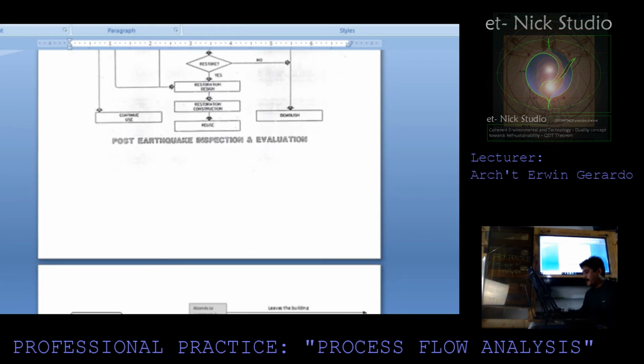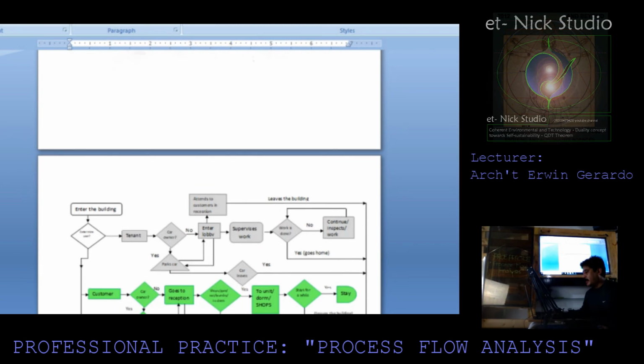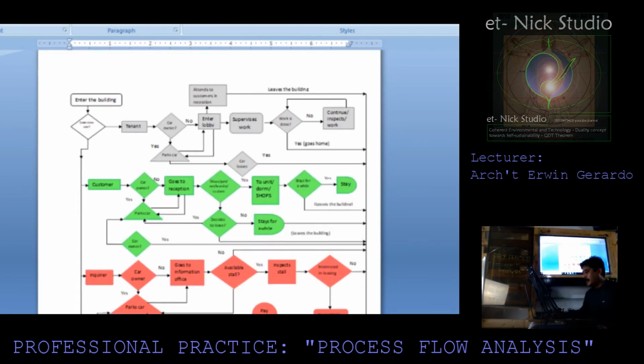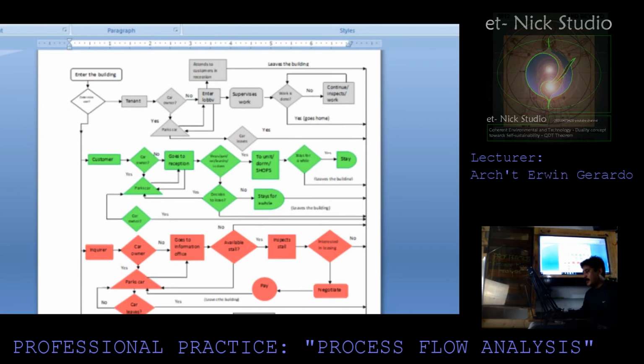So another way of determining how a building would actually function or work. Here, once the customers, tenants, or inquirers enter the building, these are the steps that will transpire during their visit. So they need to, of course, enter the building first.